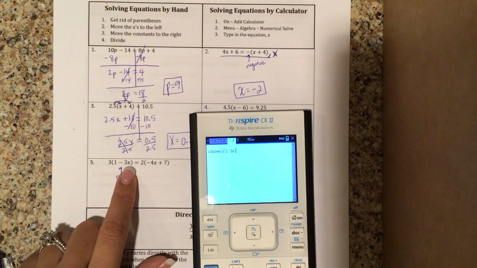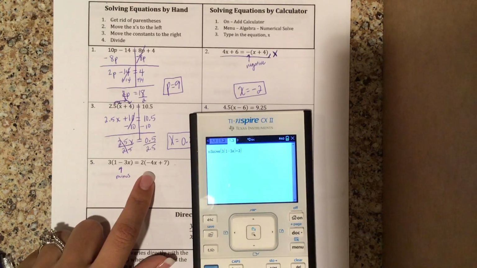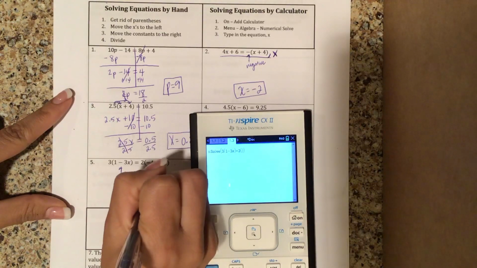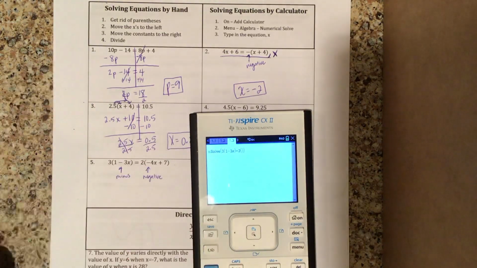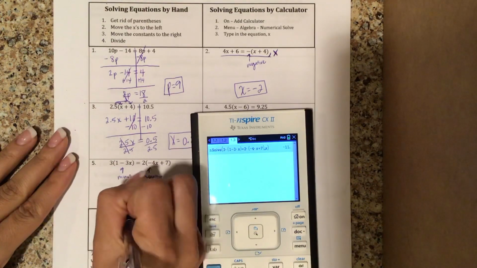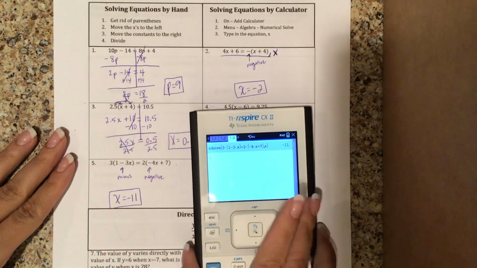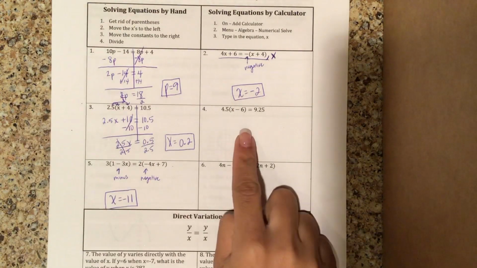So it's a minus sign, which is over here. 3x equals 2, open parentheses. This is a negative sign because it's in the front of its expression. So it's a negative 4x plus 7, close parentheses. In the back, we have to put comma x or else it doesn't work, and then enter. So this answer here is x equals negative 11. Easy.